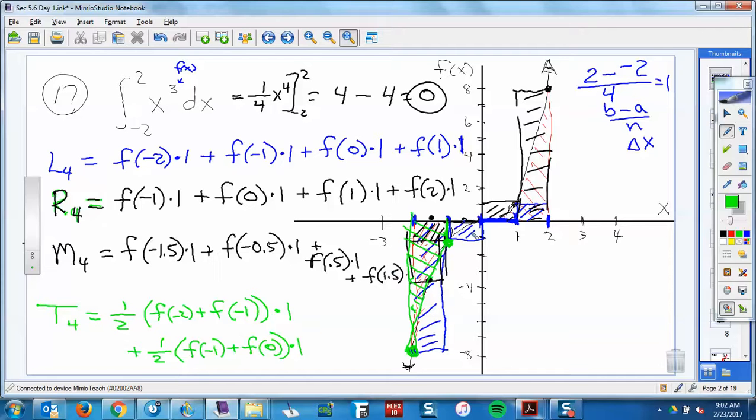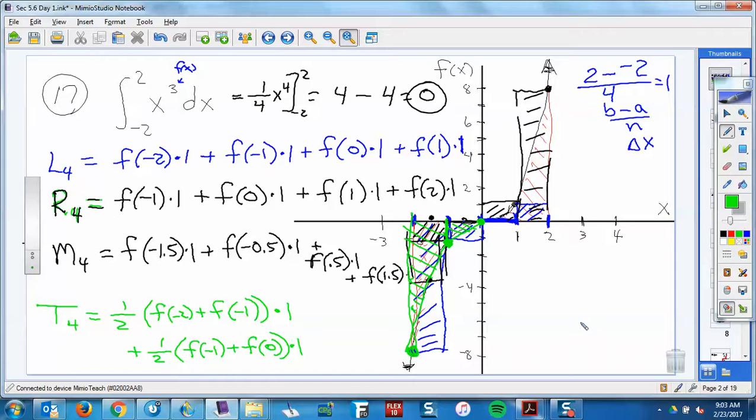Now look at the picture on it though. Now it's getting really messy, and that's why you're going to do 4 separate pictures. But here's f of 0, and here's f of -1. And when I connect them, what do I get? I actually don't get a trapezoid, I get a triangle.